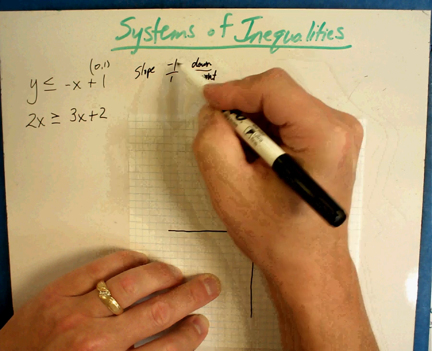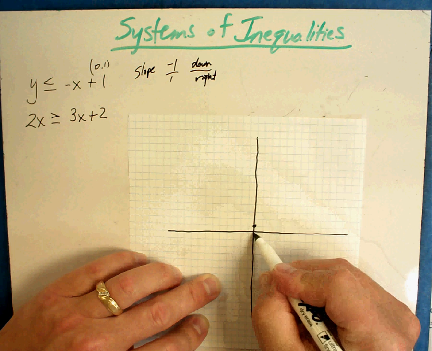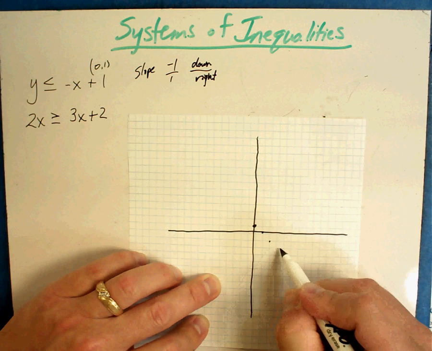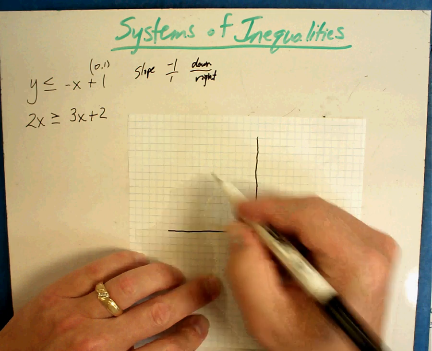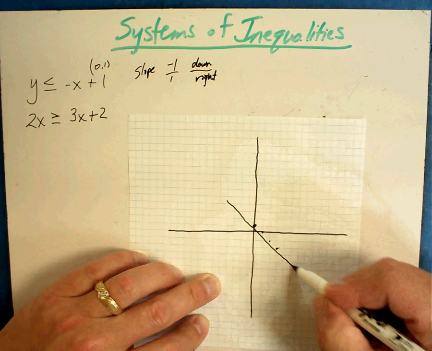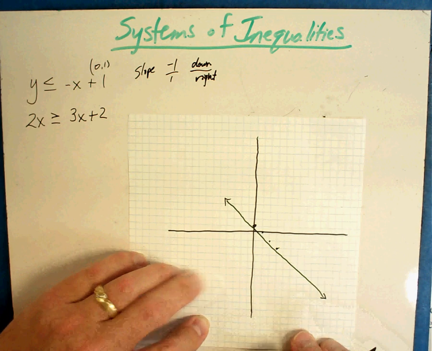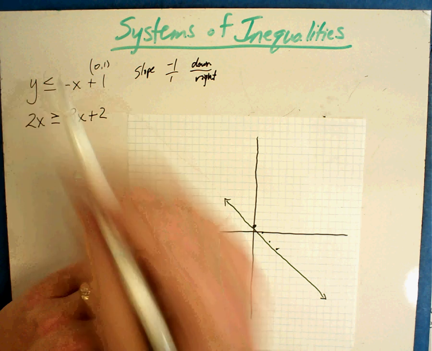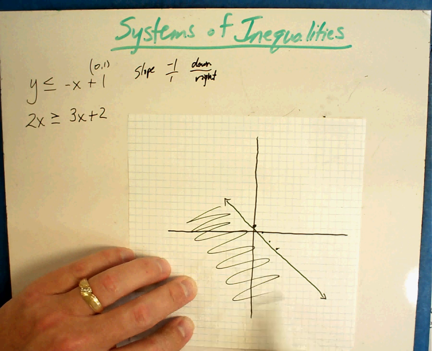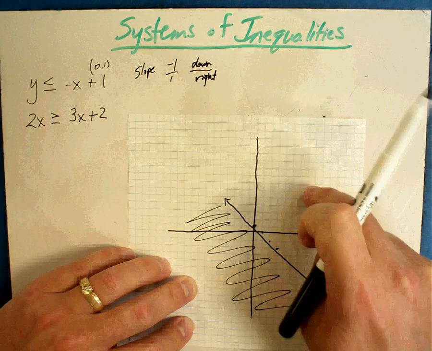How did I know that? Well, in the up or down, negative is down. So I'm going to go down 1, right 1, down 1, right 1, down 1, right 1. There's an equal sign here, so I'm going to have a solid graph that looks something like that. I'm going to draw it through the points exactly like I want it. Now it says greater than or equal, or excuse me, less than or equal. So we're going to talk about all the things under the graph. If it had been a greater than sign, we would have been up here.